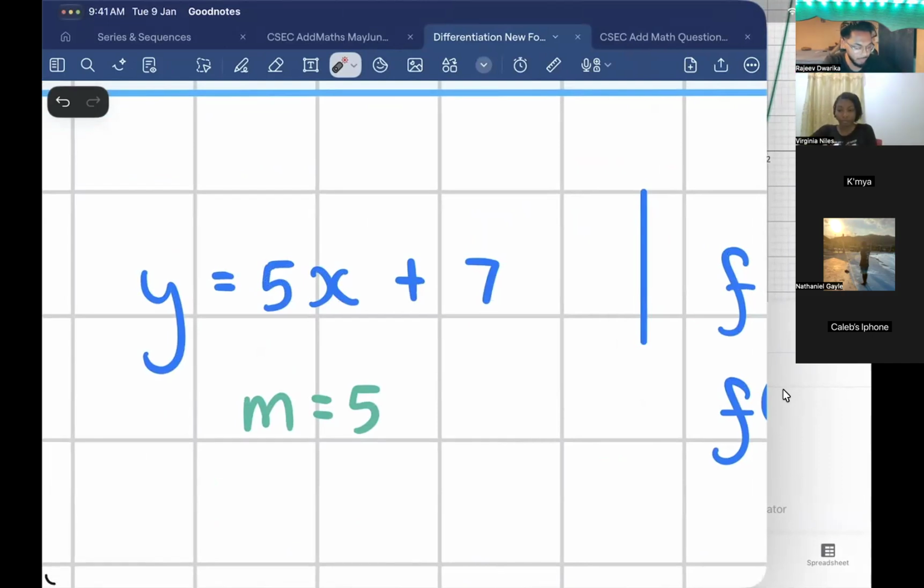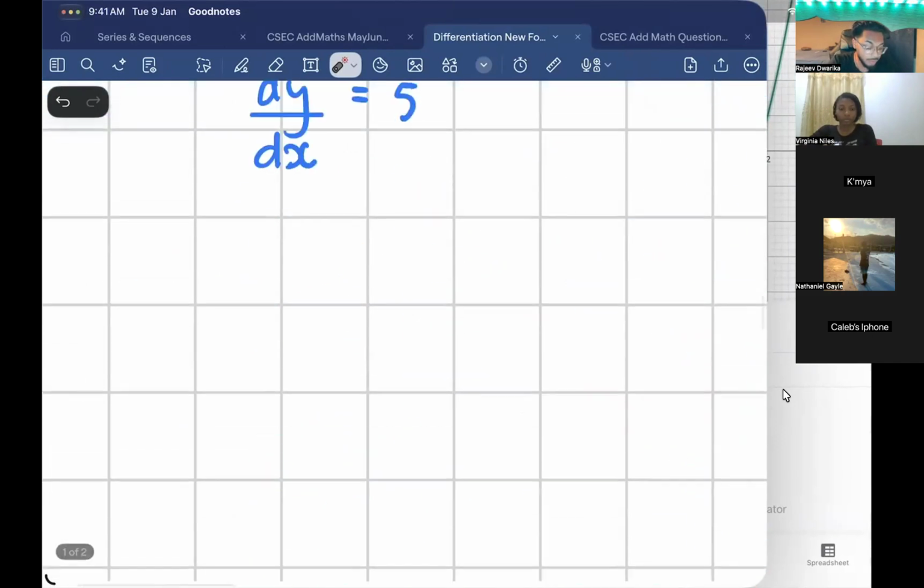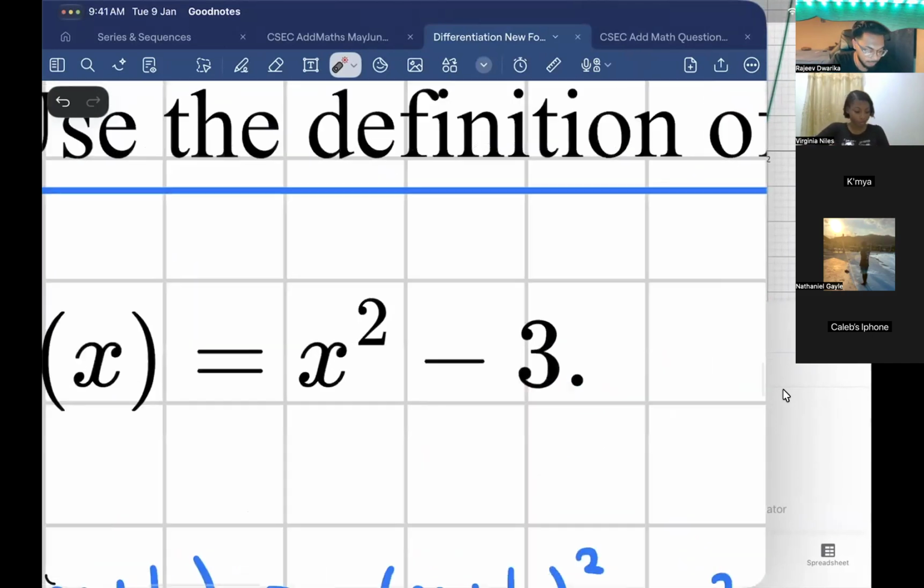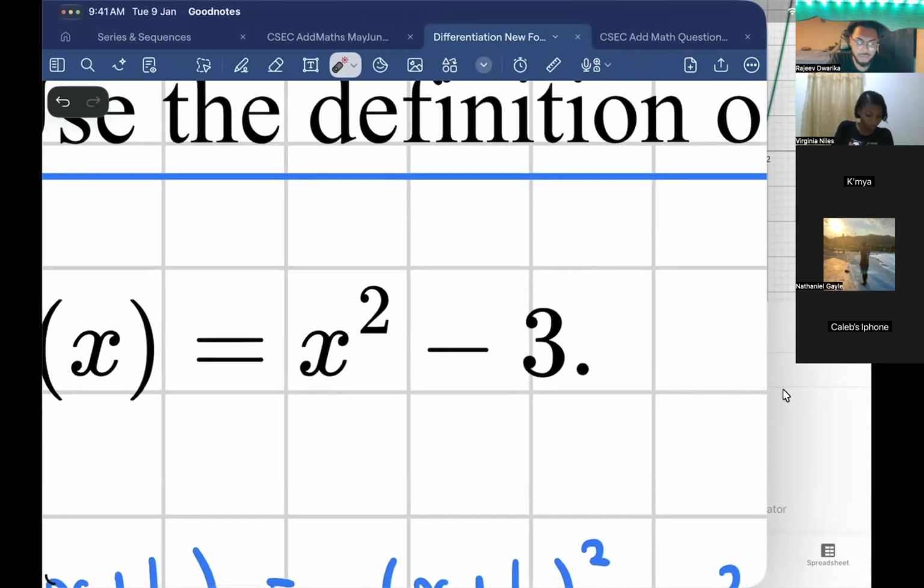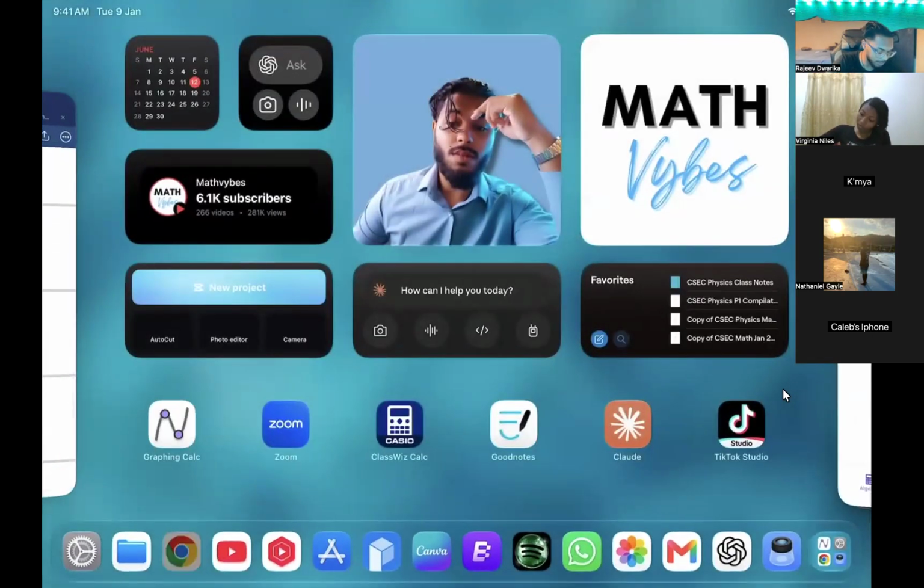You understand? But is this a line? No, sir. So the gradient will always be changing. Always. So you're not expecting a constant for your gradient, you're expecting a gradient function. Because depending on what x is, would the gradient remain the same or would it change? It will change. And we saw this earlier.